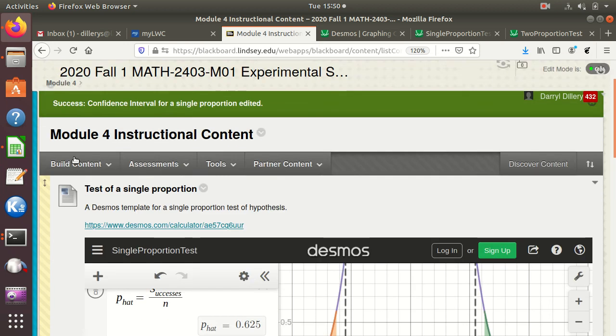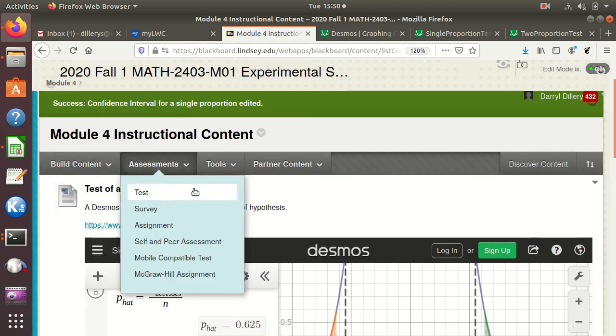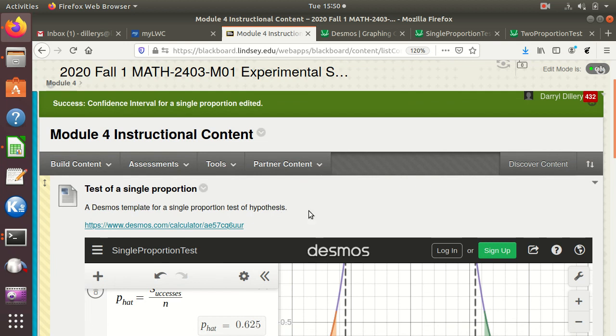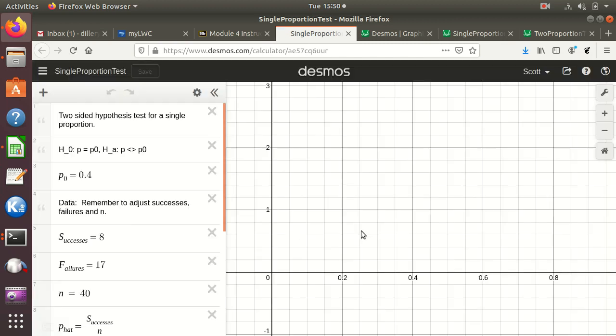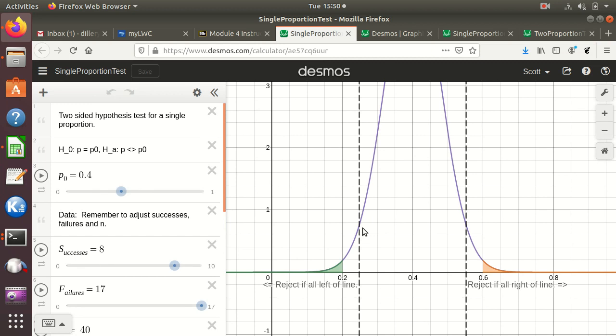Now, again, these are in the instructional content. I embedded them in there. That could be a bad idea. I don't know. But I also have a link. So if you were to click that, it would go outside of Blackboard and open up Desmos and do it there.